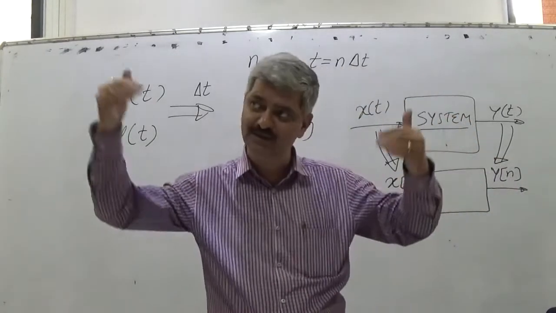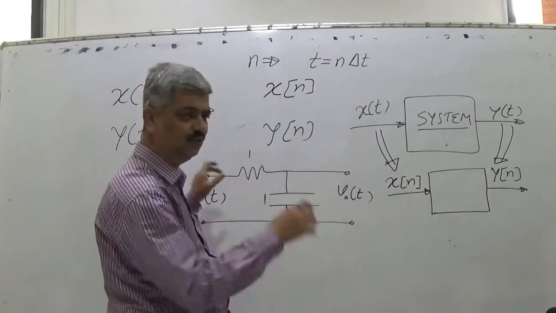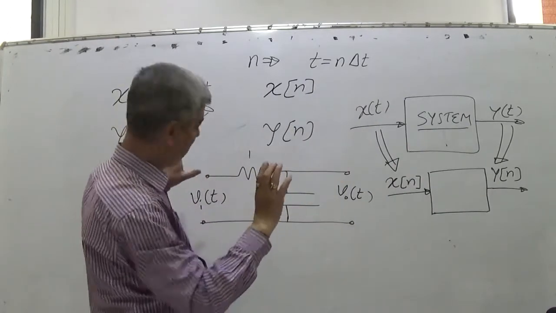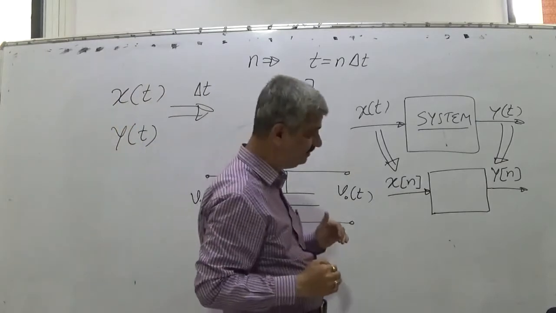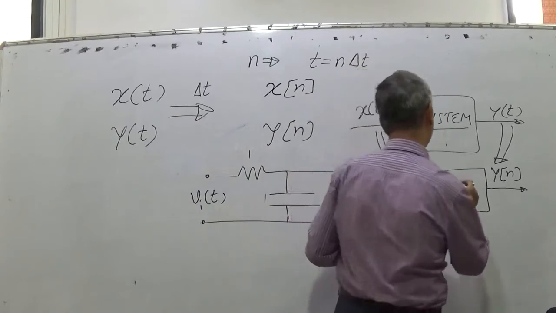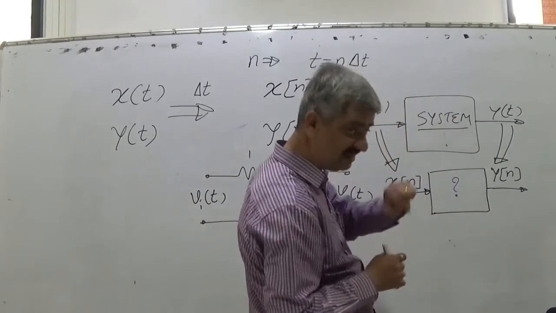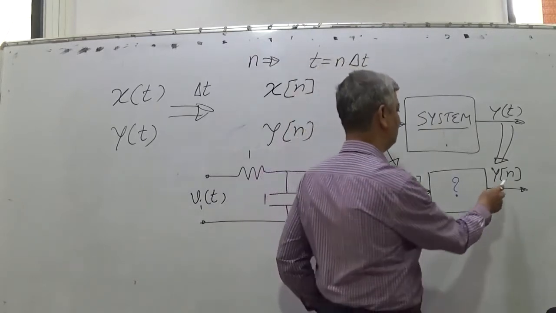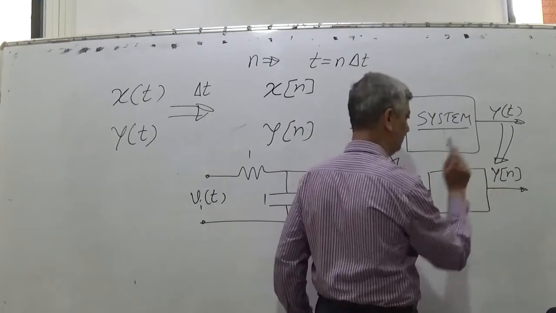Try to listen very carefully. Just like this, V in T, VOT. You measure V in T, VOT, you convert it to V in N, VON, and then try to find out what is there, such that for given Xn, you get this, and for given Yn, you get this one.